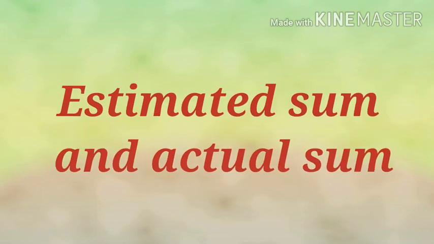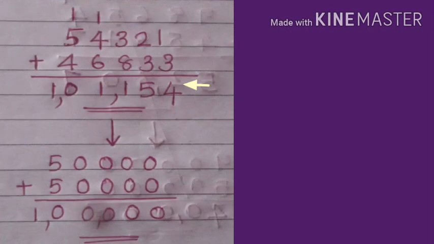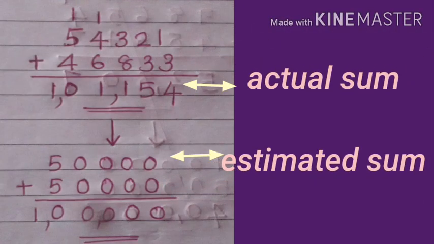Estimated sum and actual sum. The first problem we discuss: 54,321 plus 46,833. Here we add the ones place, tens place, hundreds place, thousands place and 10,000s place. We get the answer 1,01,154, which is the actual sum.